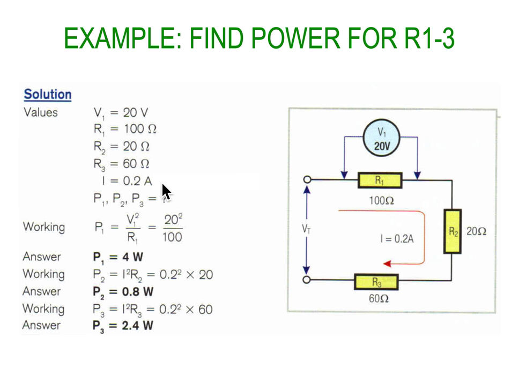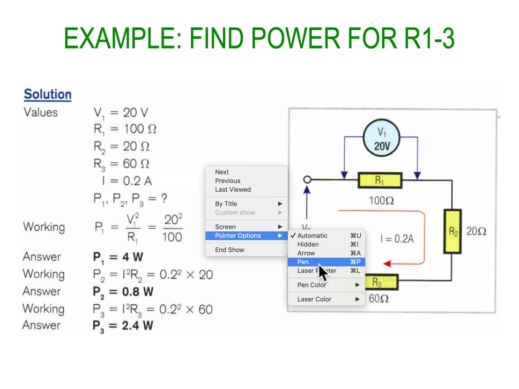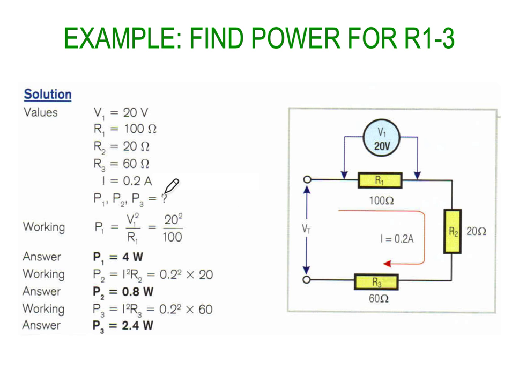So we know that our current is 0.2 of an amp from the previous example. So it's the same example, just we're into working at individual powers now. So we've already worked out the current, and we know what our three individual resistances are, and we know what the voltage across one of them is.